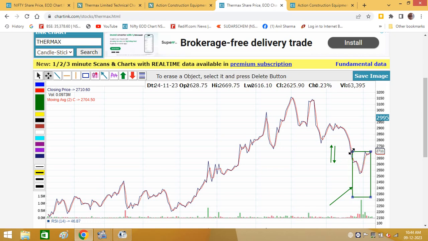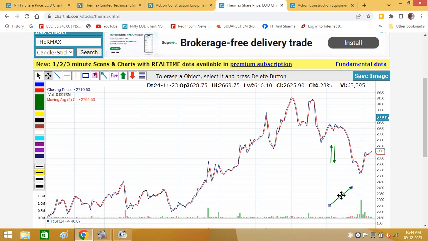So this is one shoulder, this is another shoulder, and this is the head. So it has given a reverse head and shoulder pattern, and this pattern actually is a very, very strong pattern. It almost decides that the stock will go up.